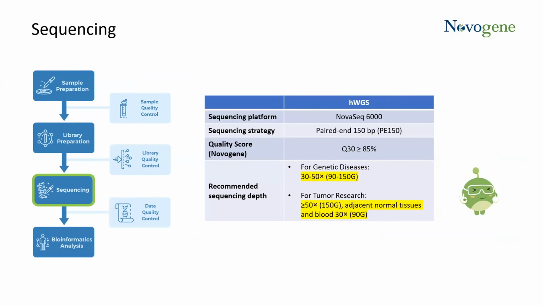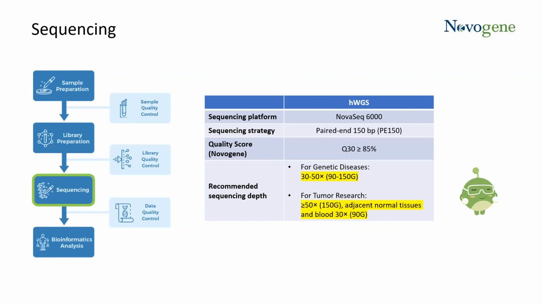Once you confirm that you want us to move on, we will sequence your libraries using NovaSeq 6000, and the sequencing strategy is going to be PE150. If your samples passed our quality control, we also guarantee a Q30 of above 85%, and we will follow the sequencing depth established in the initial quote.